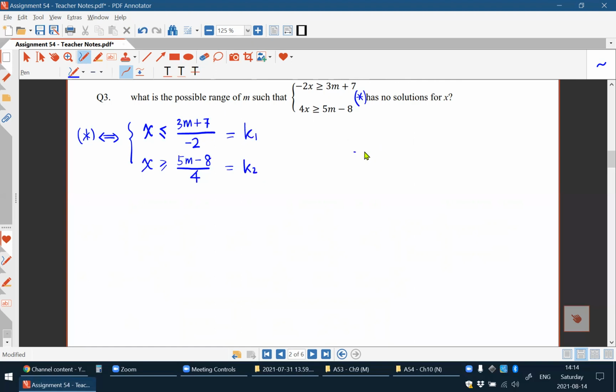The question is, what should be the relative position of k1 and k2 such that there is no solution for x? Okay, so suppose this is our k1. Question is, where should be k2? To the left of k1 or right of k1, such that there is no solution for x? Okay, please tell me, where should be k2? Left or right?